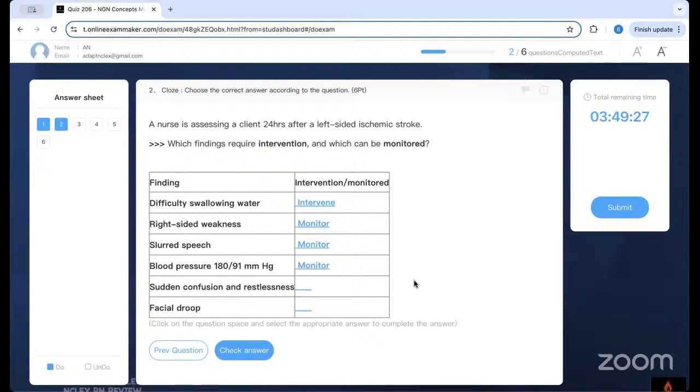Confusion and restlessness means airway problem, right? So we have to intervene. Facial droop is part of the FAST acronym. So this we can monitor it.